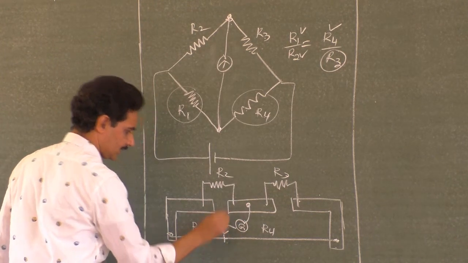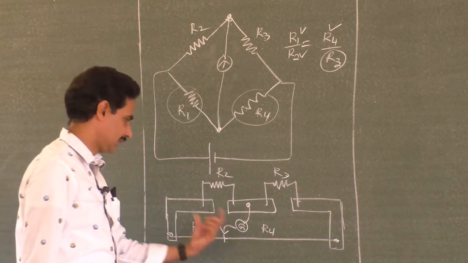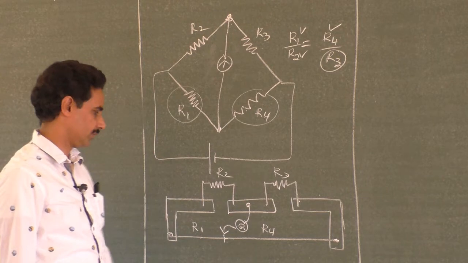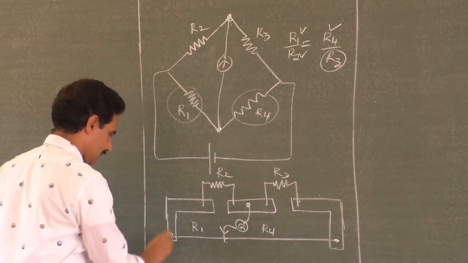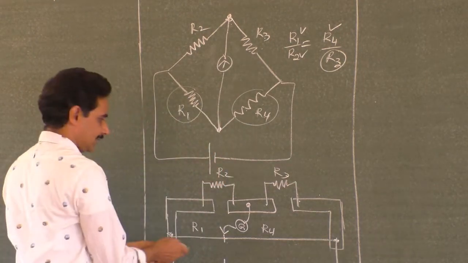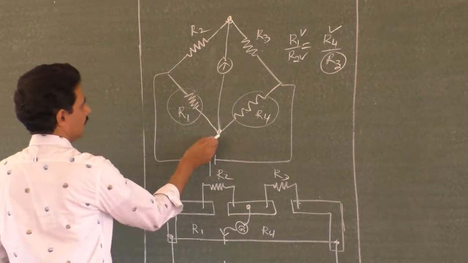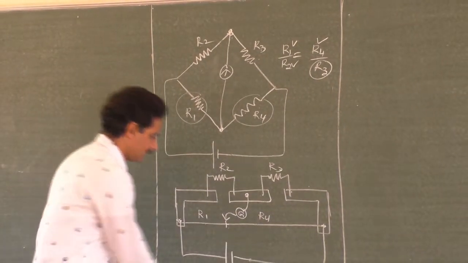So this is the jockey. You can move the jockey over the wire and connect it anywhere till the galvanometer shows zero deflection. Of course, for all this to happen, you need an energizer, that is a battery. The battery has to be connected here at the end points of R1 and R4. So this battery has EMF E.